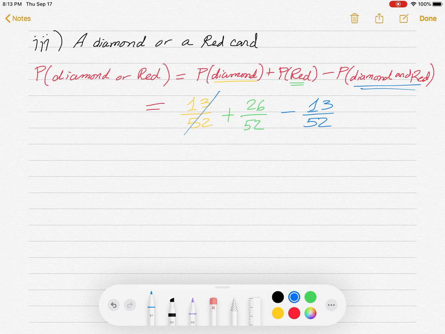Oh, look at this. This 13 out of 52 and this minus 13 out of 52 cancel. We're just going to have 26 out of 52, which is simply 0.5, right? You could say 50%.